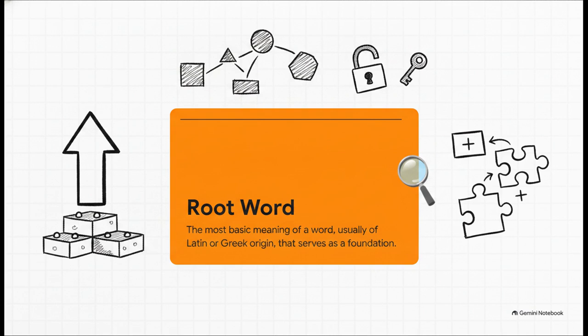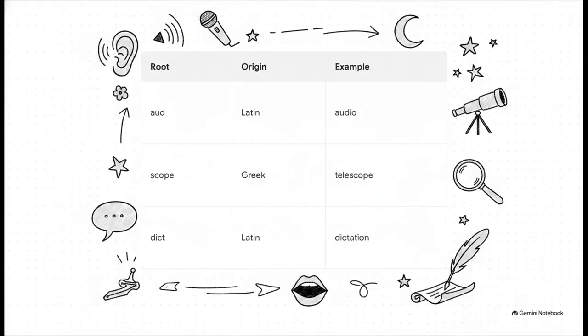But here's the cool part. Learning just a handful of these ancient building blocks can literally help you unlock dozens, if not hundreds, of modern English words. Now, what's really interesting about this slide is how obvious the connections become when you visually break the words apart. Take the Latin root aud, which means to hear. Once you know that, words like audio and audition make perfect sense, right? They all have to do with hearing or listening.